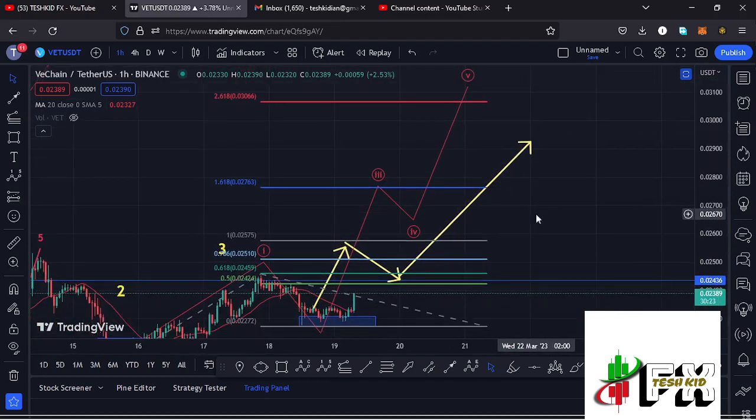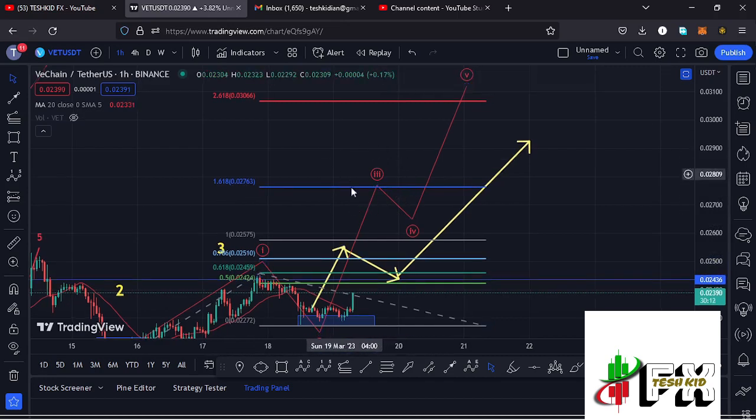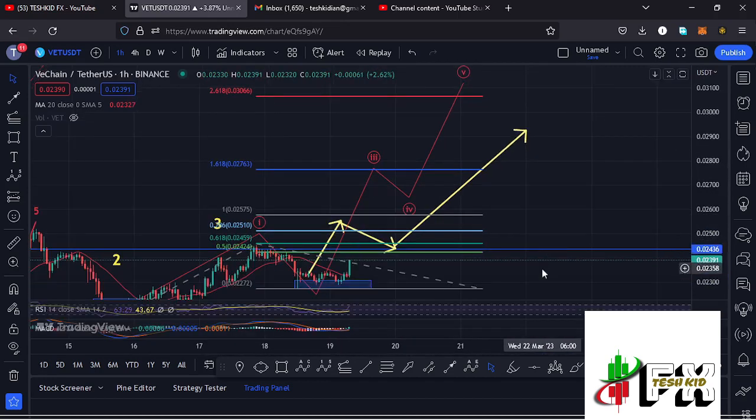So the moment we see a successful retest of this key area of resistance, then watch the area at around the $0.02763 mark as our next targets in the formation of this wave 3 to the upper side, and that is what I'm expecting here on the short-term scenarios.